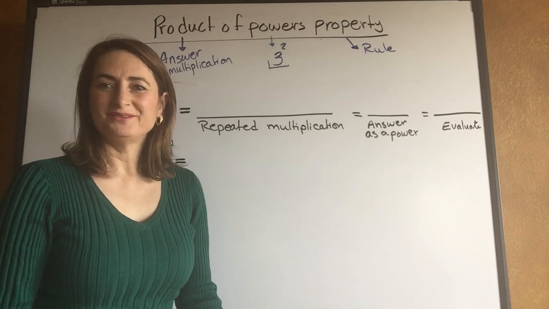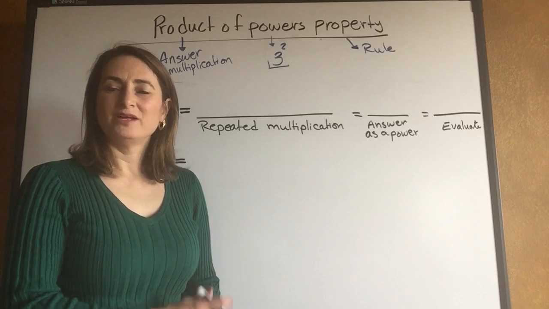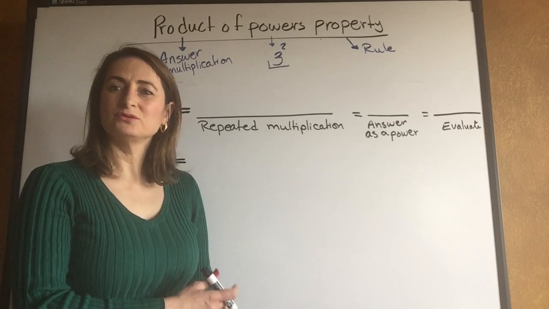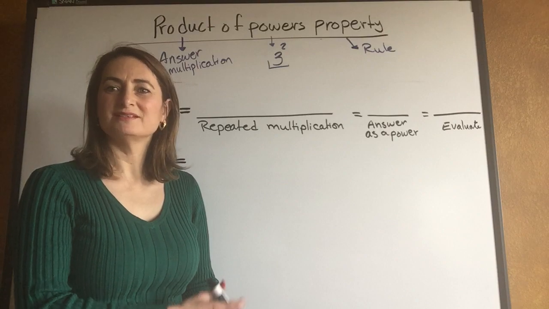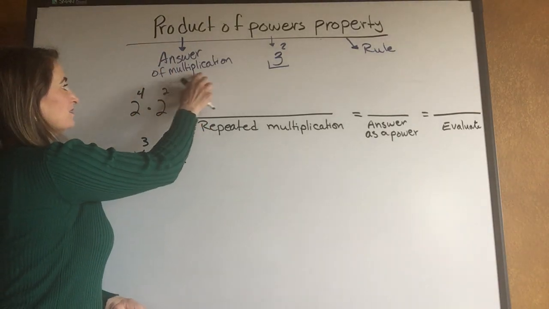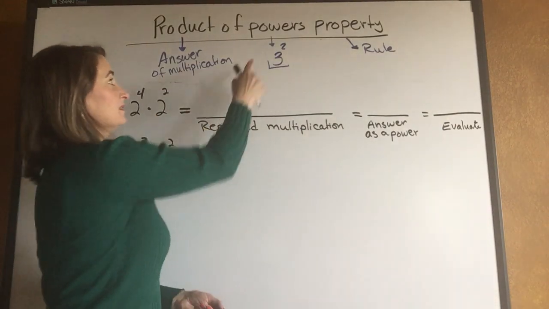Hi everyone, today we're going to start with the first rule of multiplying powers. You don't have to memorize anything if you're able to understand what the words mean. So the first rule or property is the product of powers. Product means the answer of multiplication. So you're multiplying two things, the answer is called a product.